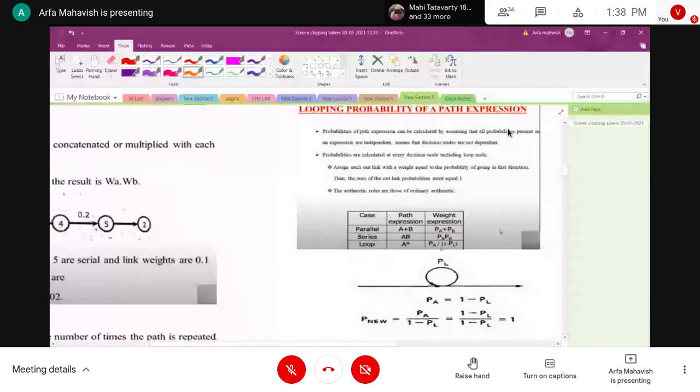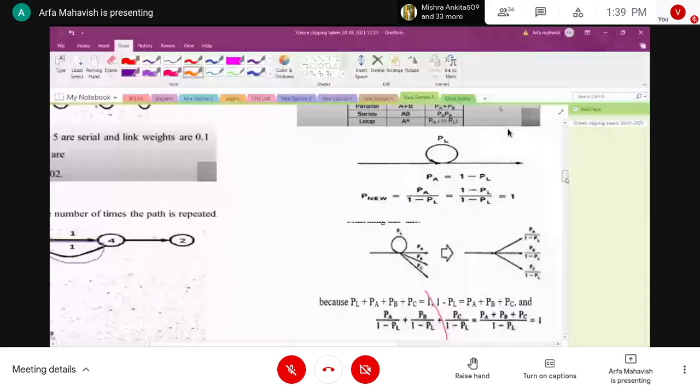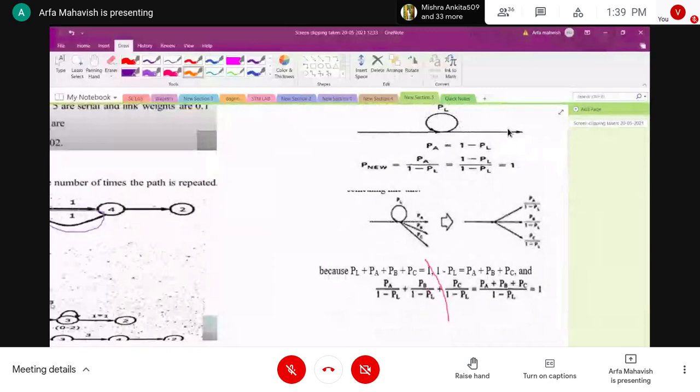So how are we getting this? We will look at one. Look at this graph first. So here this is the loop, guys. In the previous table, in the case of loop, PA is the probability of the link leaving the loop and PL is the probability of the loop. The rule here is PA by 1 minus PL.